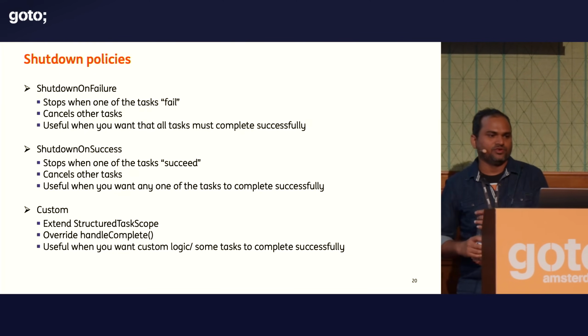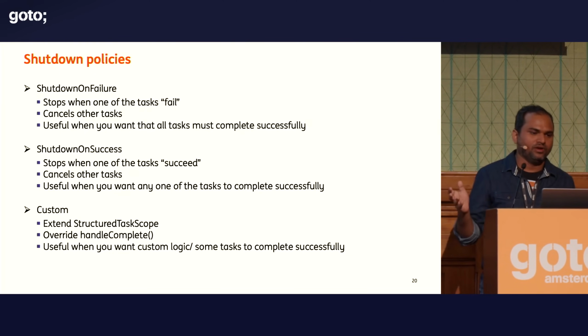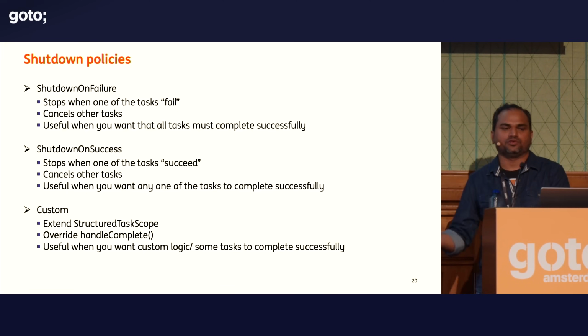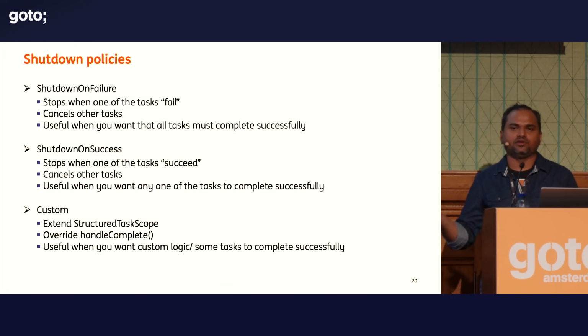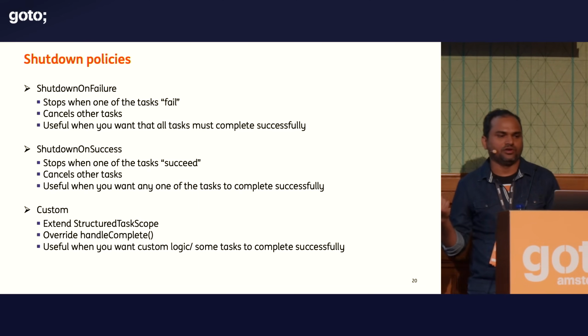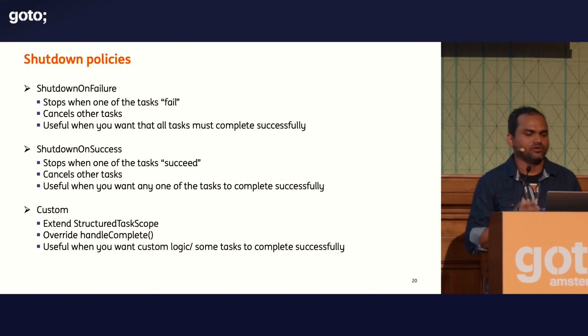So shutdown policies, as we saw, there are 2 shutdown policies: shutdown on failure and shutdown on success. You use the failure one when you want all of your subtasks to be finished. In that case, it cancels when there is a failure. And shutdown on success, you will use when you want one of the tasks to succeed, right? And it cancels the other tasks when there is success on one. You can also create a custom shutdown policy by extending the StructuredTaskScope. So you create one more subclass like ShutdownOnFailure or ShutdownOnSuccess.